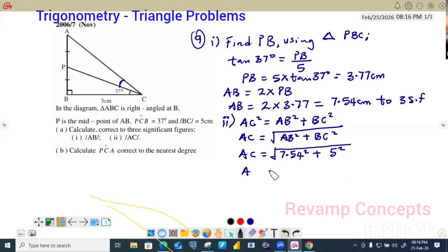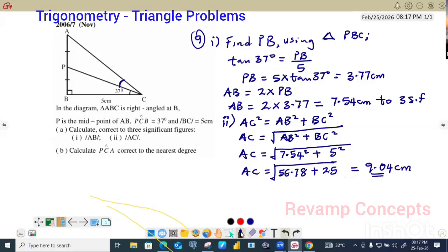So we can easily find this. And 7.54 squared, that will give us 56.78 and plus 25. So if you add these two together and you find the square root, AC will definitely give us 9.04 centimeters. That is square root of the sum of 56.78 plus 25.